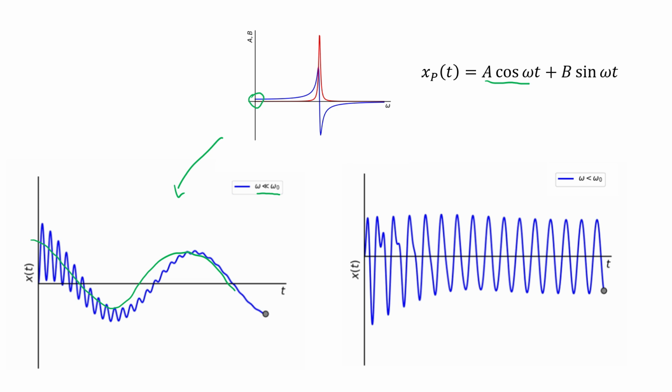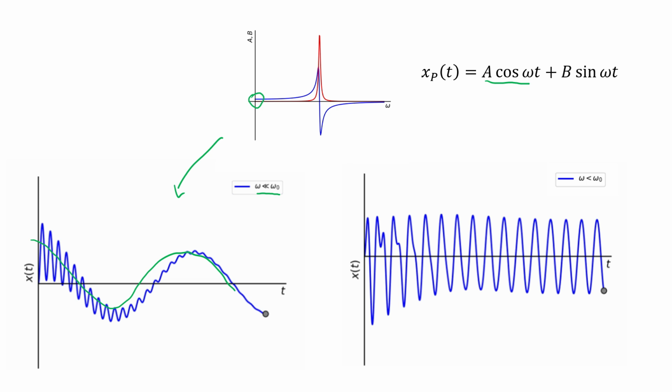What does this solution physically represent? Imagine holding a spring with a mass attached to the other end. In this case, when the driving frequency is very, very low, it essentially means that you are slowly moving your hand back and forth. And how does the system respond? Well, when the motion of your hand is very slow, the mass and the spring basically follow your hand's movement, except that the spring is not perfectly rigid, so there will be some small oscillations around the instantaneous equilibrium position.